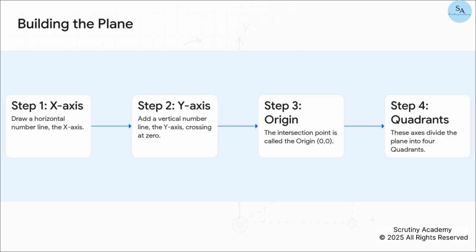That special point where they meet, we call that the origin, and it's our home base, 0, 0. You can see that these 2 lines split our flat surface, our plane, into 4 distinct sections, and we call those the quadrants.